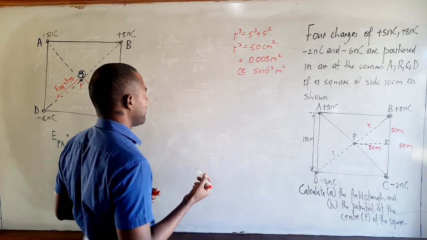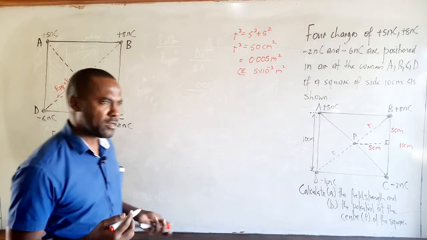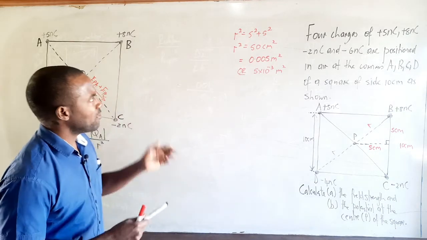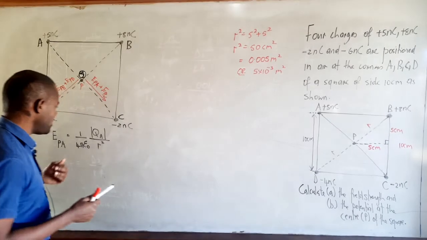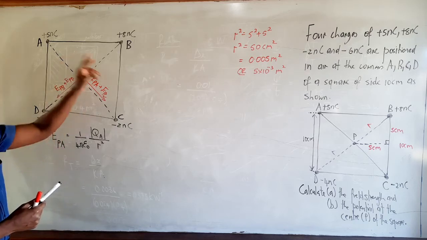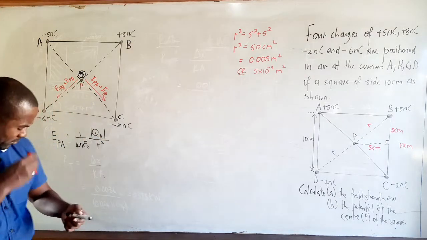So this is the value of r squared that we'll be using in this formula. As I said, what we really needed was the value of r squared and not necessarily r. Having found the value of r squared, we can now proceed to find the field strength at P due to each of these charges, and therefore find the resultant field strength at P.